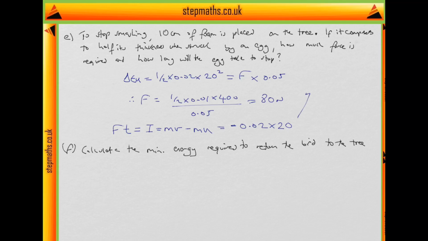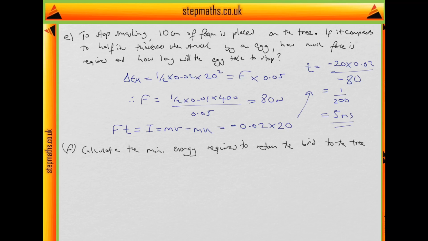Therefore, coming up here, time is equal to minus 20 times 0.02 divided by the force. And remember, the force is actually negative because it's acting against the motion. So that's minus 20 times 0.02 divided by minus 80. And that comes out as 1 over 200, or 5 milliseconds.